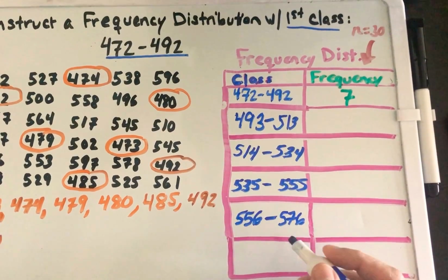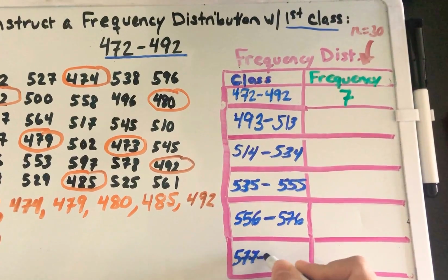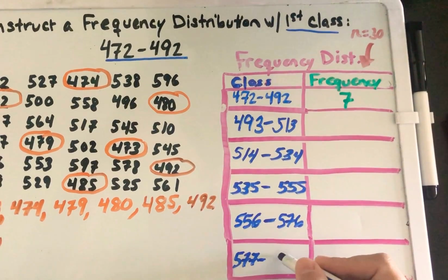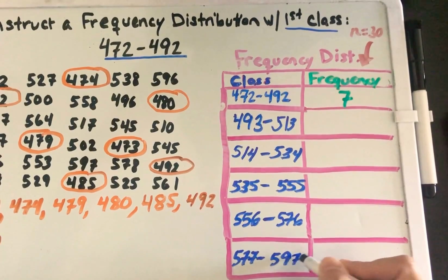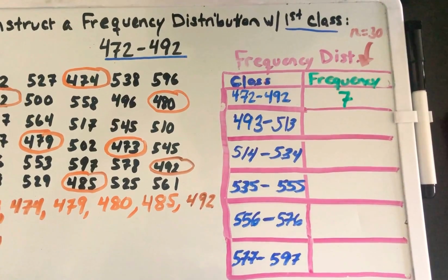We would take the next number after 576, which is 577. If you add 20 to that number, you'd end up with 597. And again, subtracting consecutive bounds, you'd end up with 21, the class width again.